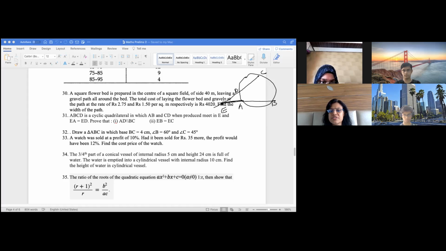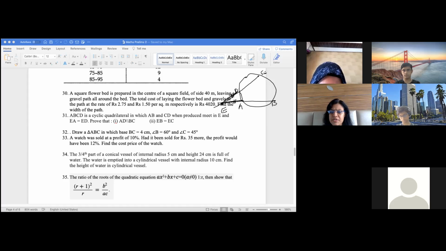So this side is equal to this side. This is given. This is equal to this. This is equal to this. Okay, this though I think many of you made a mistake in the second part. क्या first part? तो EA is equal to ED किया और क्या बोला है? Prove that AD is parallel to BC. ये वाला question है.